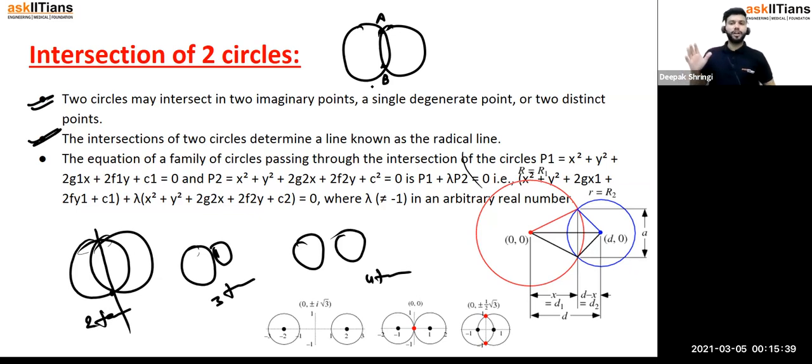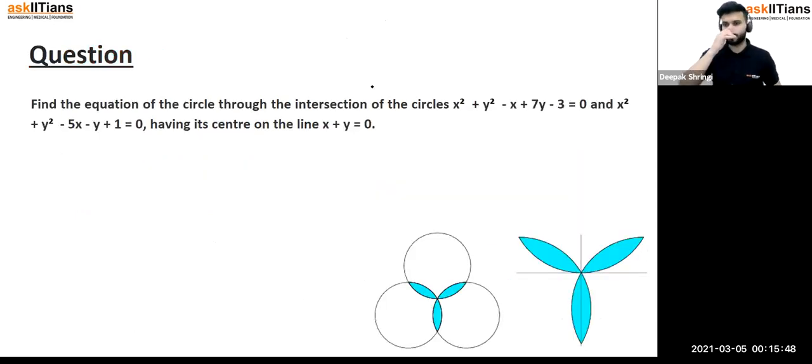Very simple. You write the equation of the first circle, you write the equation of the second circle, and then use a constant in between them. I'll explain it by an example, which would be better. Look at this. Find the equation of a circle through the intersection of these two circles. So what I said is that we need to find the equation of a circle, guys, that passes through the intersection of two given circles, right?